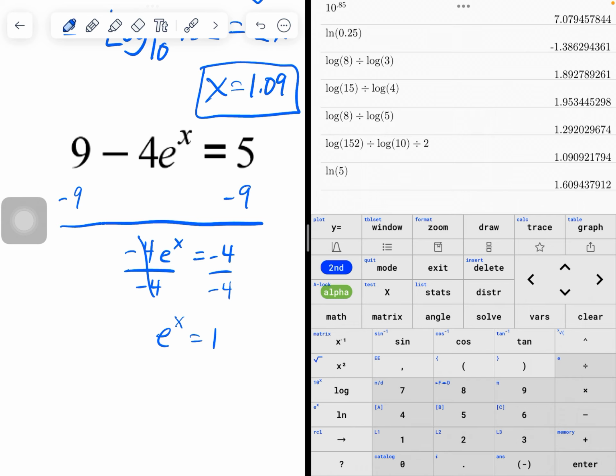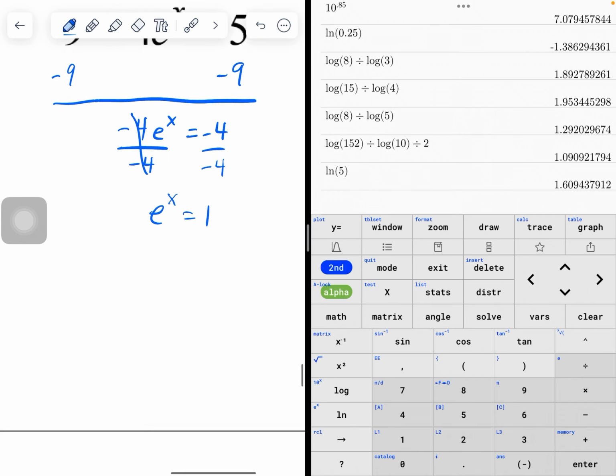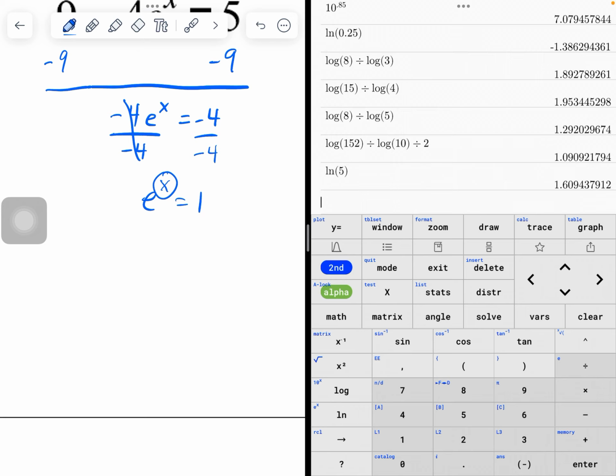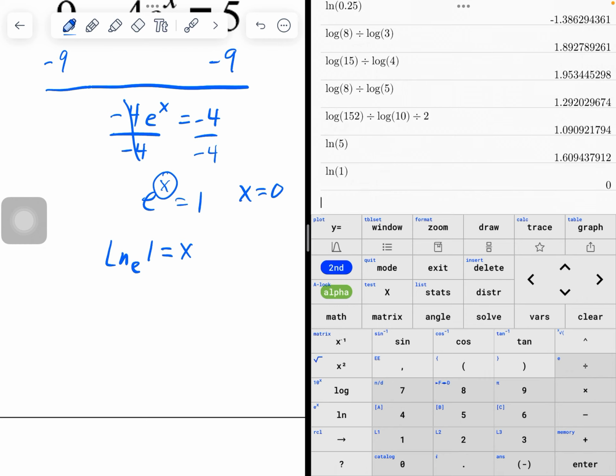And at this point, it's not necessary to rewrite it because we can assume that we know what would happen. But I will show you how to rewrite it for the sake of solving this. If you remember, anything to the 0 power has to equal 1. So we can already assume that x is going to equal 0, but I'll show you it with the log. So if we rewrite this as the natural log of 1, that's going to give us our answer. Watch what happens when I type in the natural log of 1. We get 0. So that was correct.